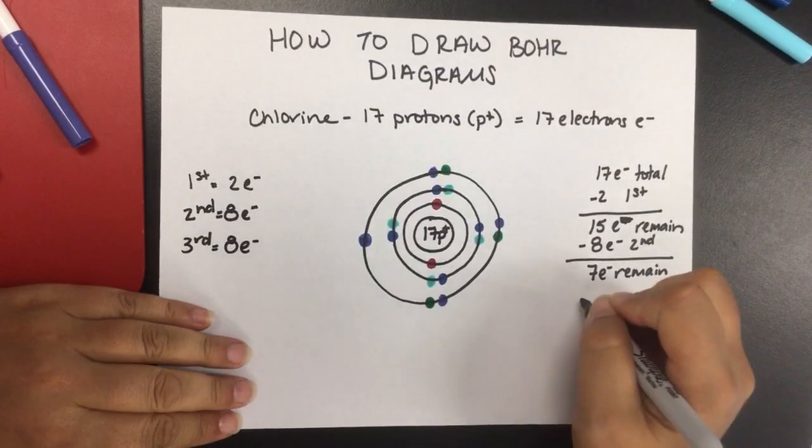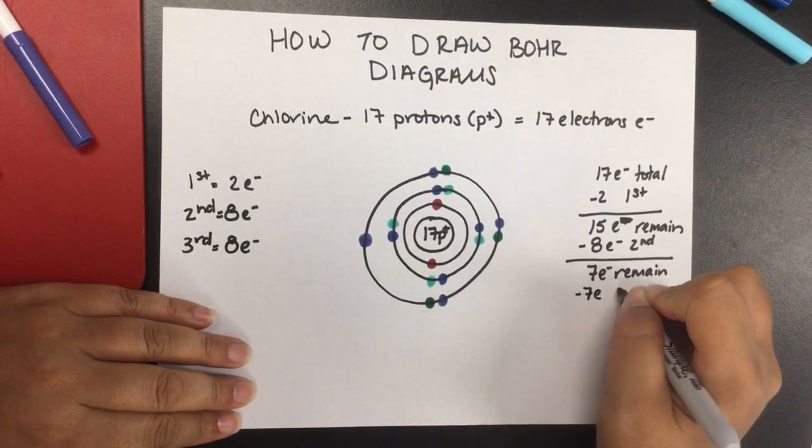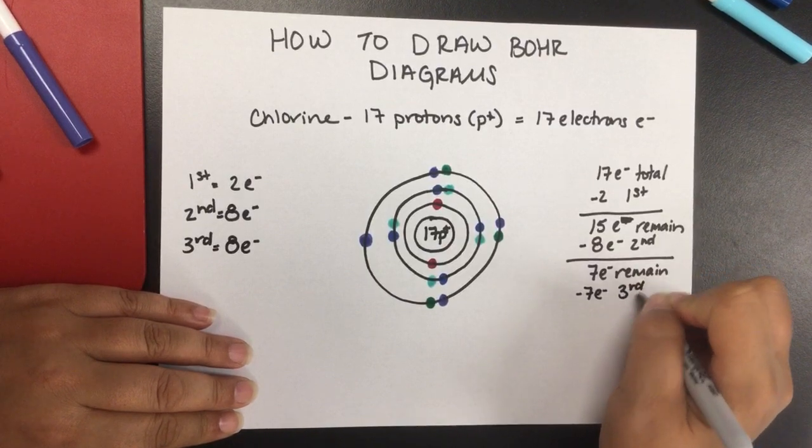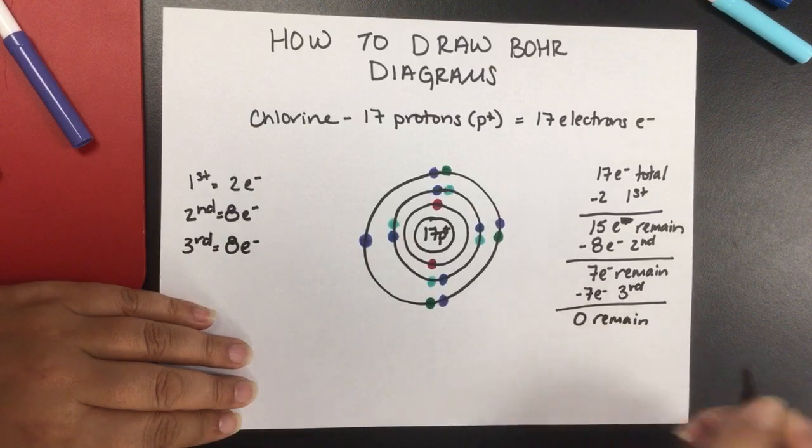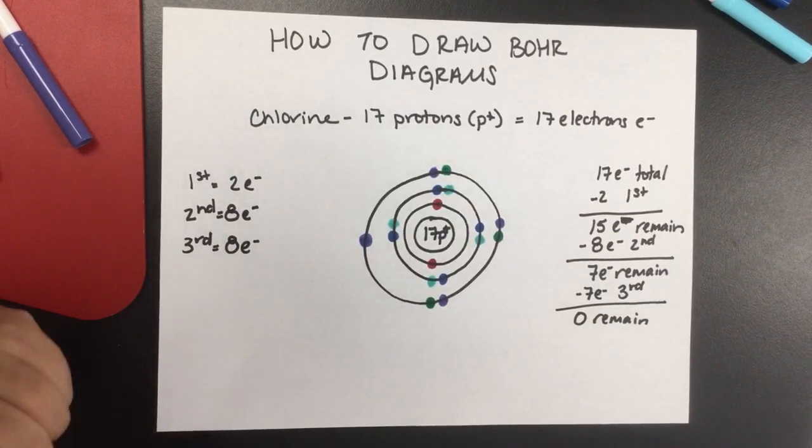Now if I count up my electrons, I have 2 plus 8 is 10, plus 7 is 17. So I have all of my electrons accounted for, 0 remaining, and that is my completed Bohr diagram.